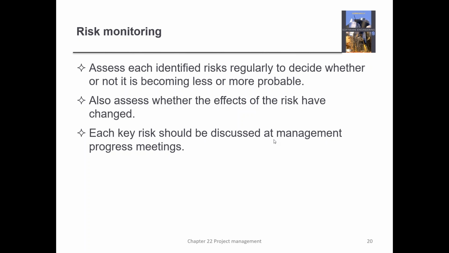Each key risk should be discussed at management progress meetings. For example, if you started out with your office being in the basement of a building, and the rains are going to come along, and you're walking down the street every day and the drains are blocked, you have a high risk of flooding. But if for some reason your office now gets moved to the top floor, it doesn't mean that you can't be flooded, but the risk has certainly dropped. Depends on how high the top floor is. You see what I mean?